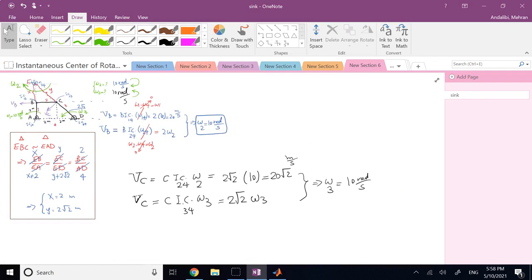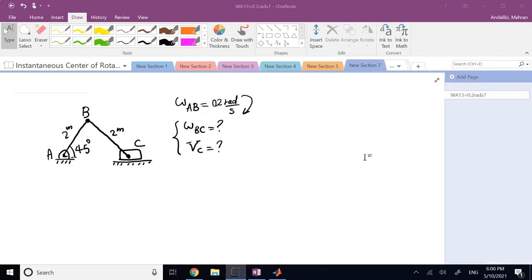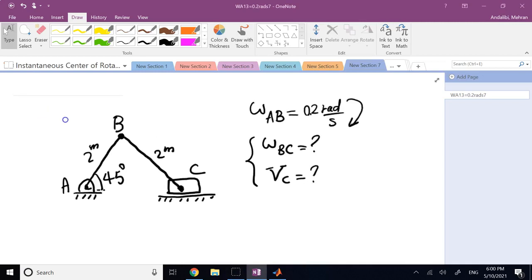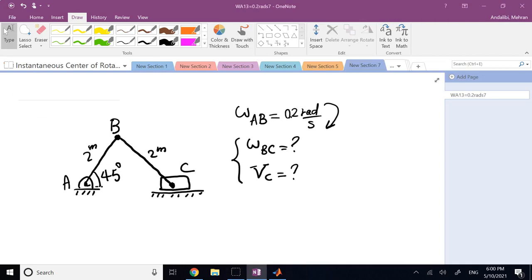So this is one of the examples I wanted to do for you numerically using the center of rotation. Let's look at one more. Okay, so the next problem is a slider crank mechanism, and the length of each member is 2 meters. The angle of one is 45. Clearly, the angle of the other one with respect to the x-axis here is also 45 degrees. Omega of the input AB is given as 2 radians per second clockwise. You want to find omega of the conrod BC as well as the velocity of the slider or piston.